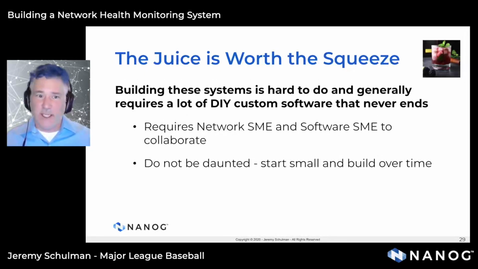And again, the other point that I would summarize with is building these systems is hard to do. This is not a point and click type of solution, and it generally does require a lot of do-it-yourself custom software, because some of the things that are important to your business may not be the same types of things that are important to other businesses. If you don't use multicast, then multicast health is not important to you. But if you use multicast, then multicast health is very important to you.